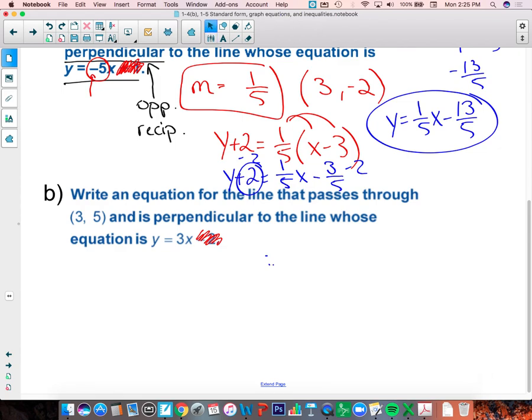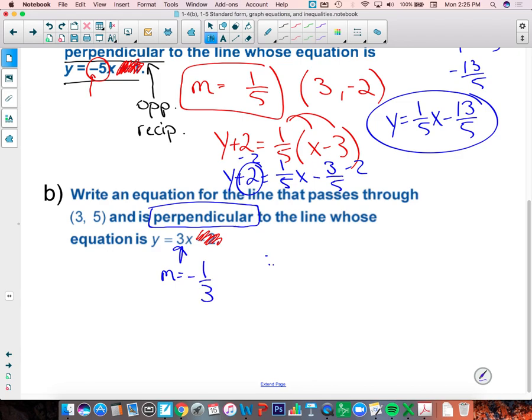All right, back to this one. When we are doing this, we need to identify if we're doing parallel or perpendicular. This is perpendicular, so we're going to change our slope. We say m equals -1/3. All right, then we're going to plug in our point and our slope to point slope form. So it'd be y minus 5 equals -1/3 x minus 3.